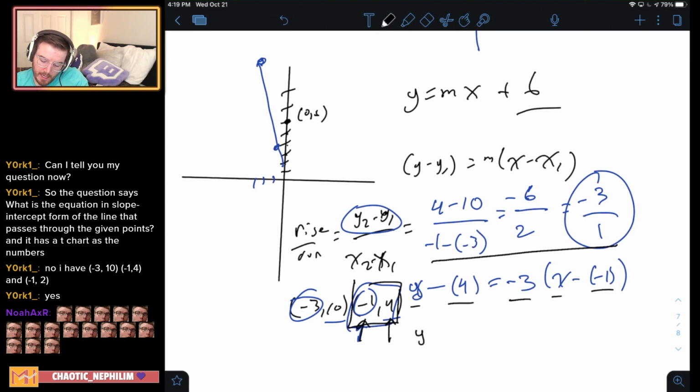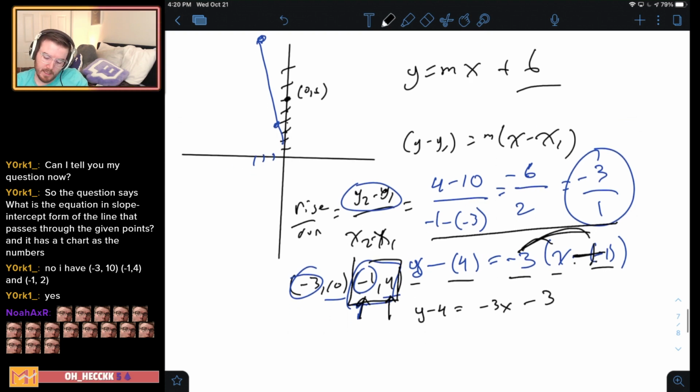So then y minus 4 equals -3x, distributing, so -1 becomes +1, and -3 times +1 is -3. And for slope-intercept form, just go ahead and add that 4 over.